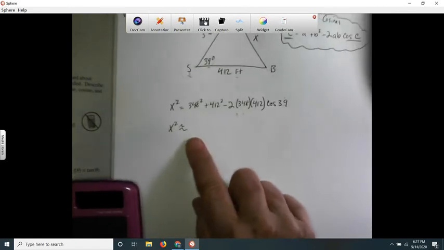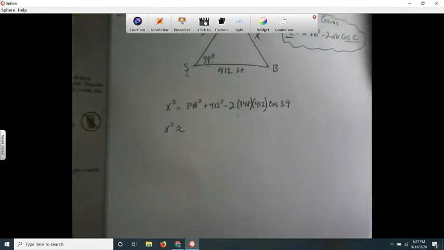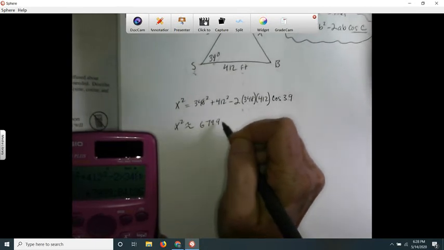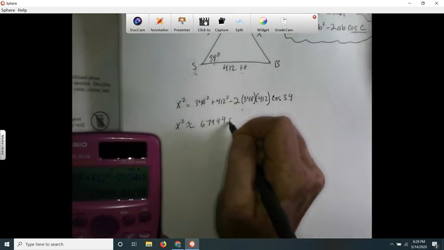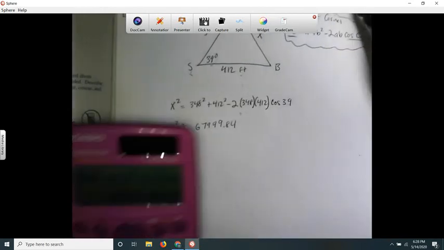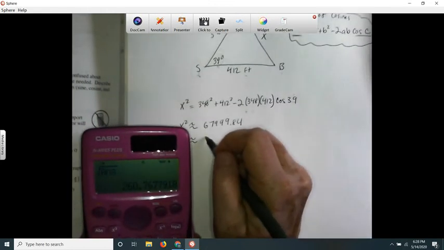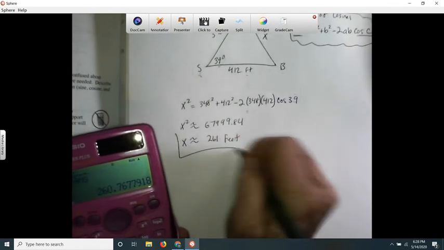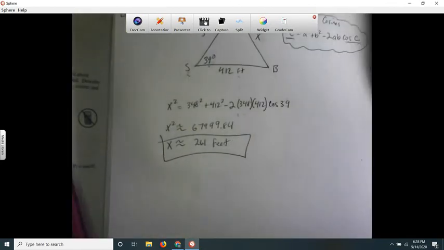Now I'm going to push equals and see what happens. That's a big number, but I know that that's x squared. I hope this is going to be right. It's 67999.84, so x would be the square root of that. I push square root, answer. Hey, we got it. This is about 261 feet. Okay, I hope that made sense.